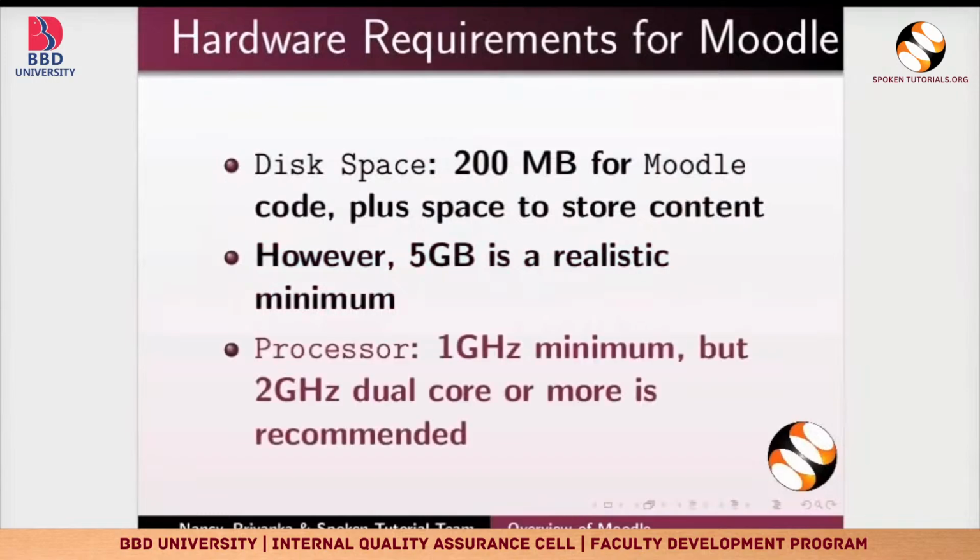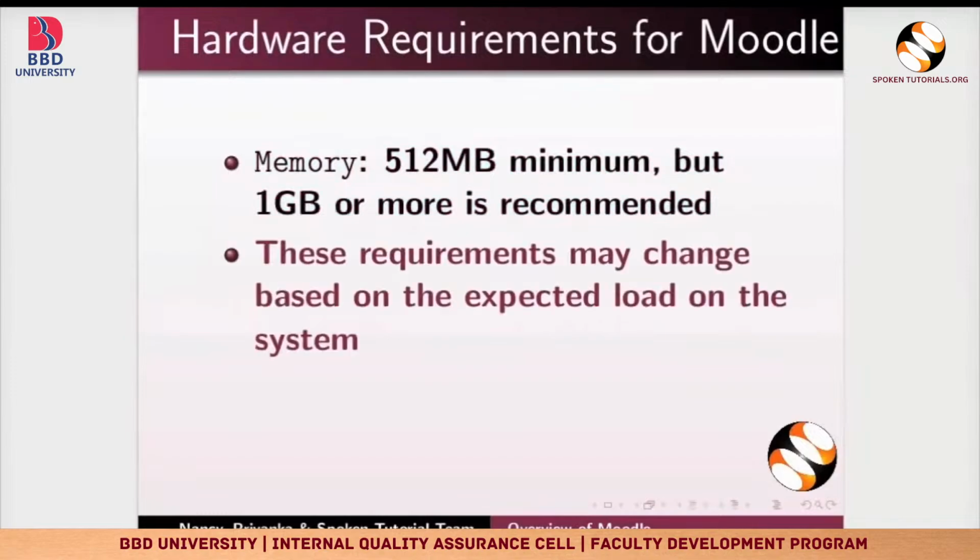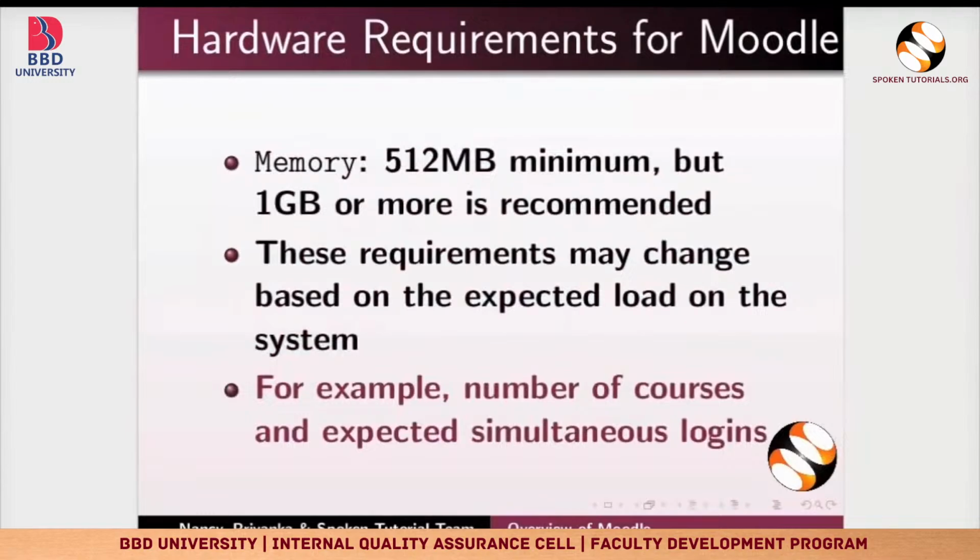Processor 1 GHz minimum, but 2 GHz dual core or more is recommended. Memory 512 MB minimum, but 1 GB or more is recommended. These requirements may change based on the expected load on the system. For example, number of courses and expected simultaneous logins.